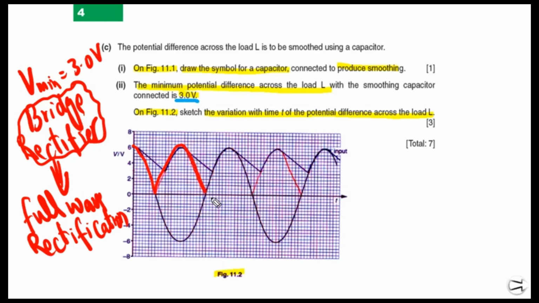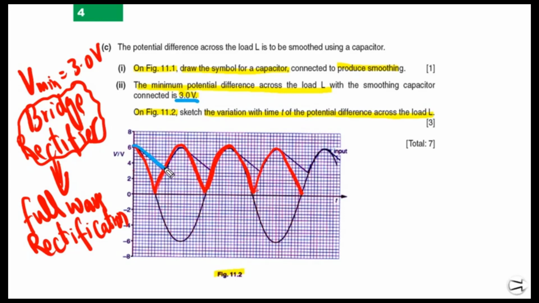So this is full wave rectification, and this is what we get after rectification. We simply need to understand that the negative becomes positive, so current only flows in one direction. The second curve you can see here, I have drawn here. This is due to the capacitor.